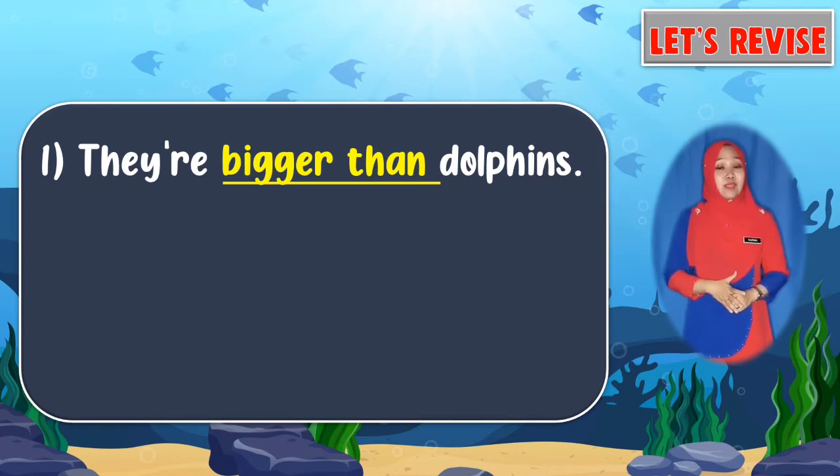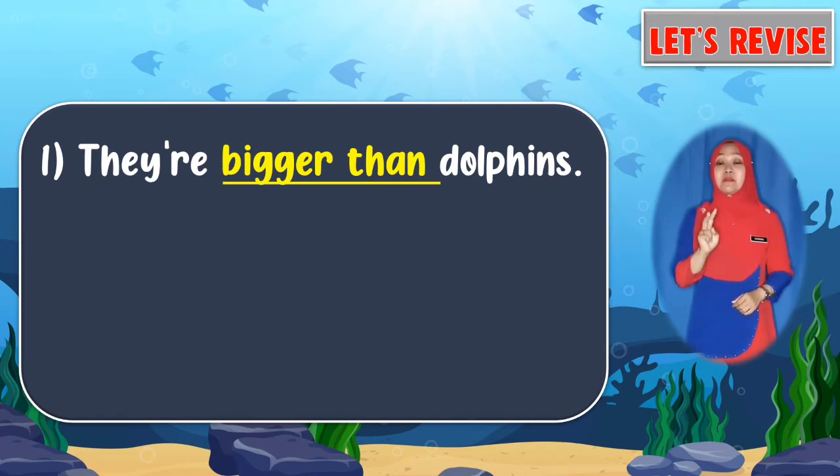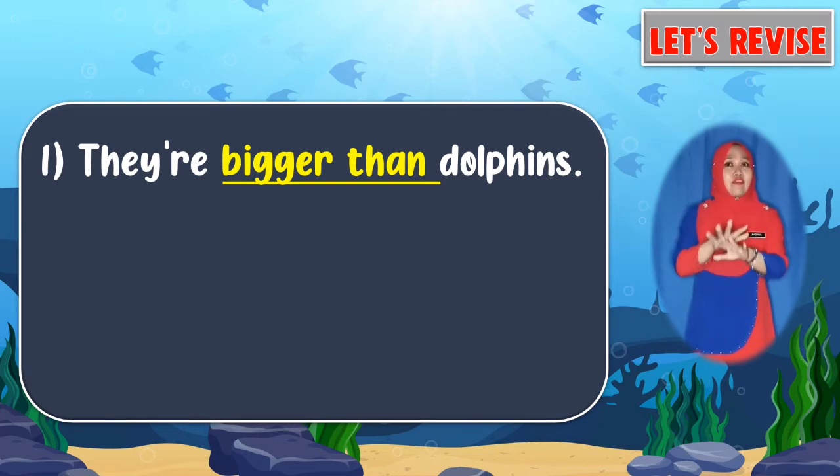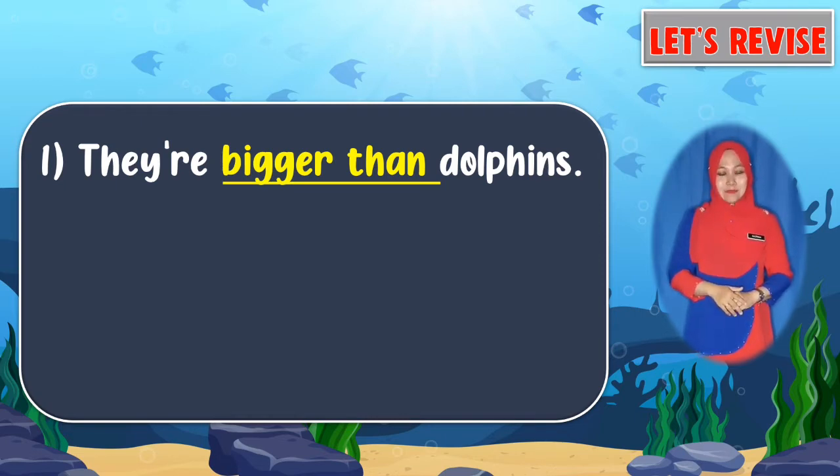The adjective big ends with a vowel I and a consonant G. So we double the consonant G. And then we put ER together with than. I repeat, they are bigger than dolphins. Let's say another example.